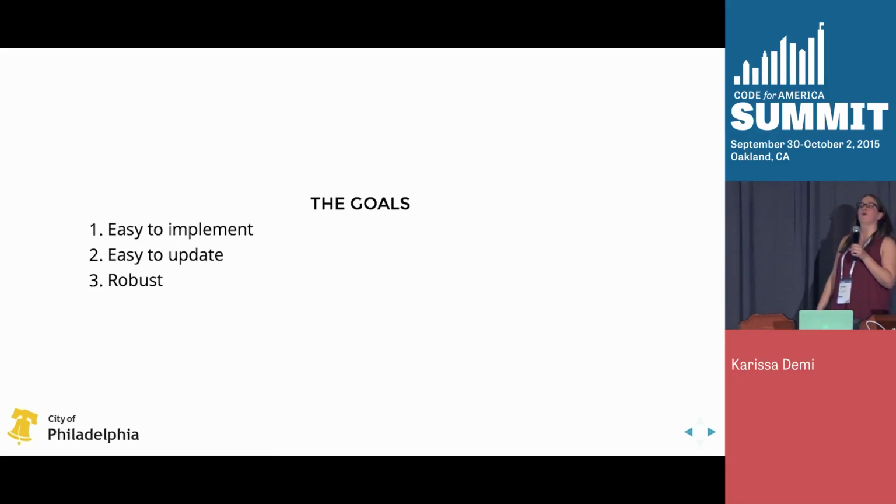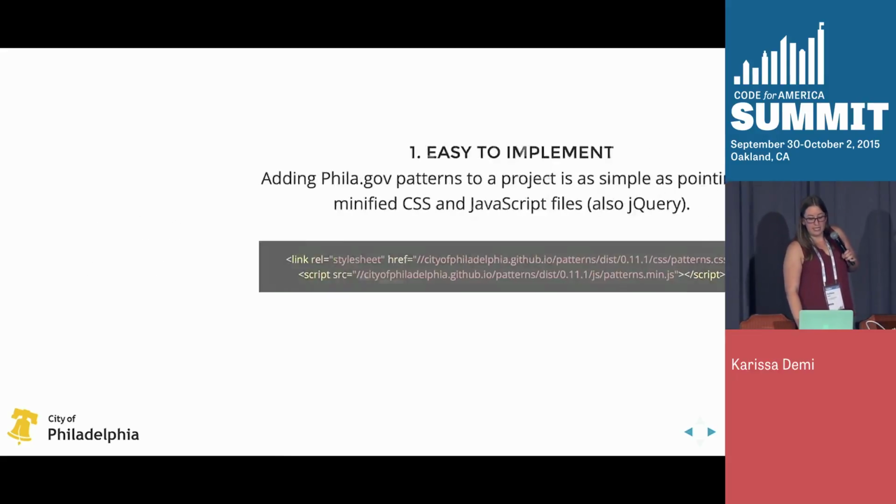So the goals of our pattern portfolio is that it's easy to implement, and we'll talk about each of these more specifically in a second. That it's easy to update, because if it's not easy to update, then I would be crying, and nobody wants that. And that it would be robust. So anything that someone could imagine that we needed, it exists, it's there, and we can apply it to our sites. So easy to implement.